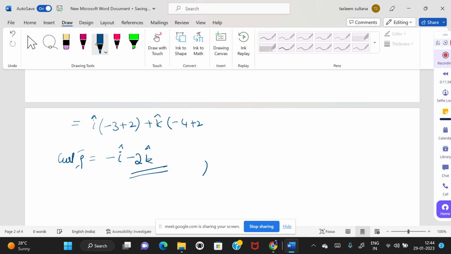Yes, Aditya, any doubt in this one? No, ma'am. It's clear how to find the curl F vector. Yes, ma'am.